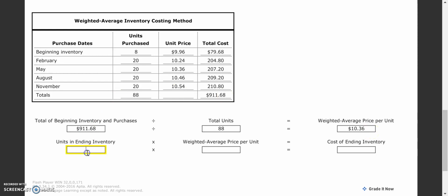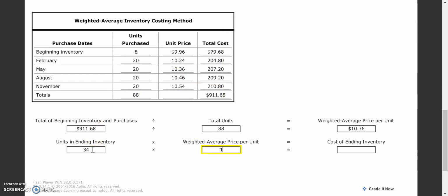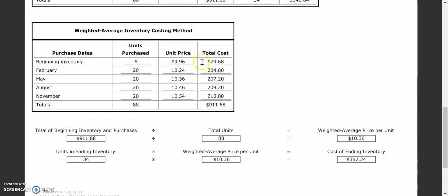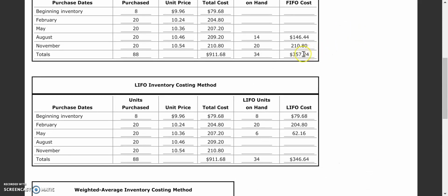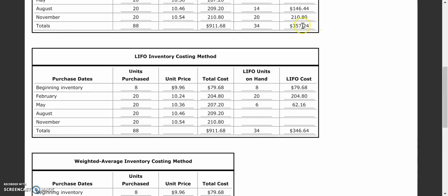So then we take our units in ending inventory, which again, just comes from the information they gave us, those 34 units remaining. So we plug in 34 here times that $10.36 we just found, and that's going to give us an ending inventory of $352.24. Now I just want to point out again, the weighted average amount should always be between your LIFO and FIFO. If it is not, that means that you had an error somewhere in calculating your weighted average. Because as you can see, that $352 falls essentially right in between the 357 and the 346. So weighted average will always be between.